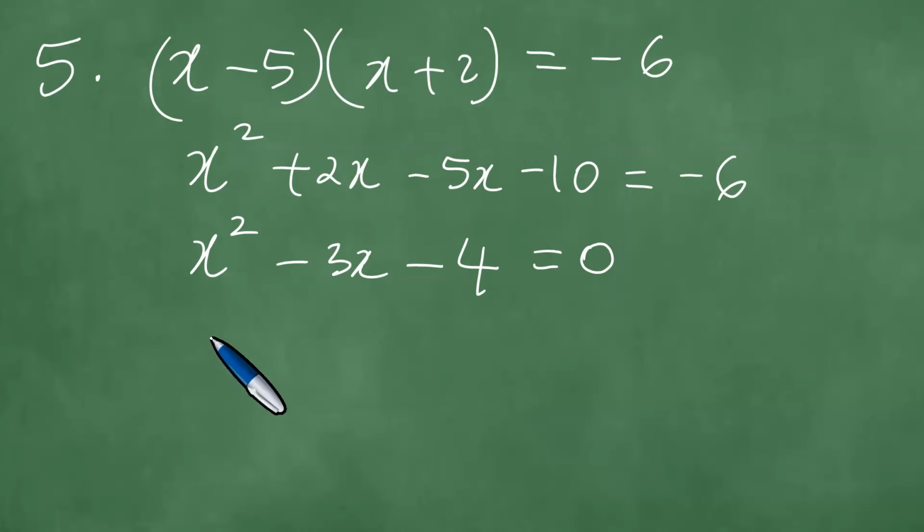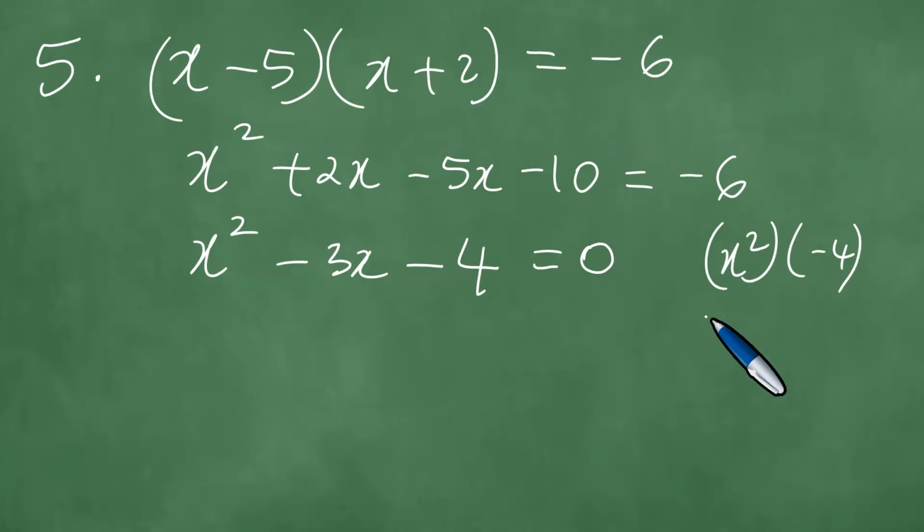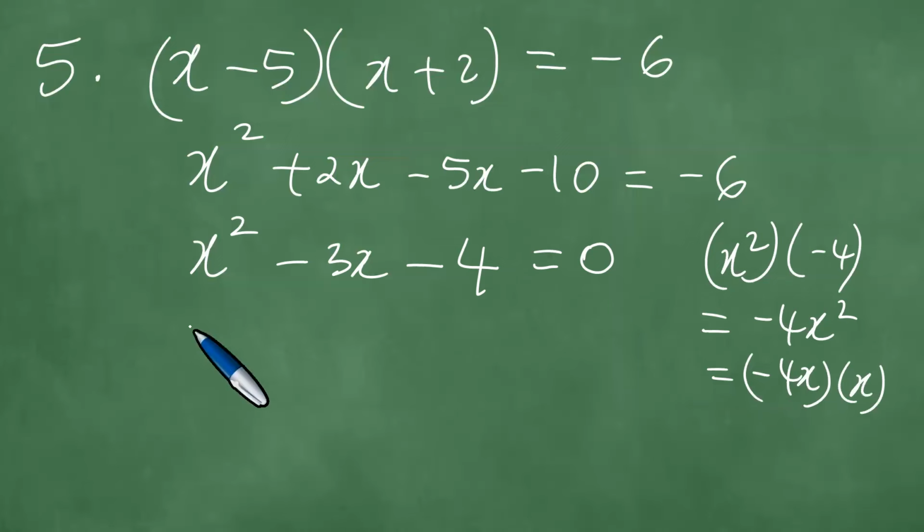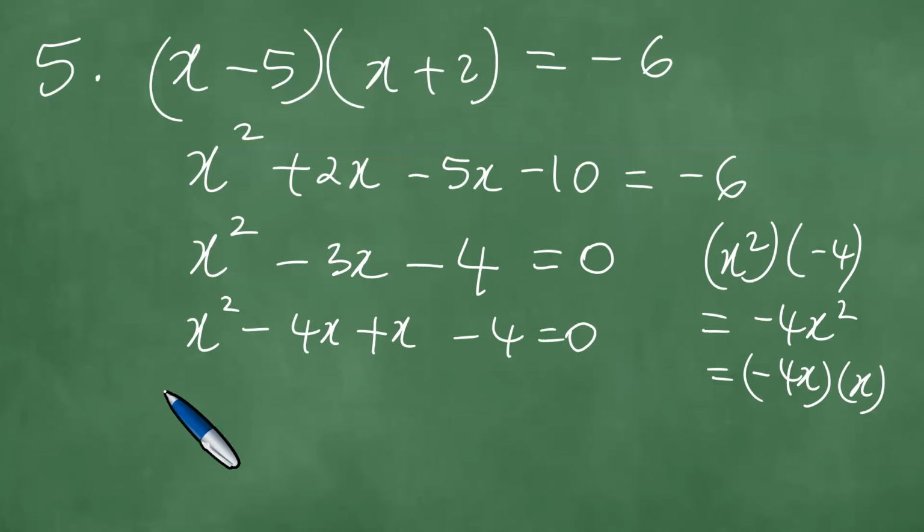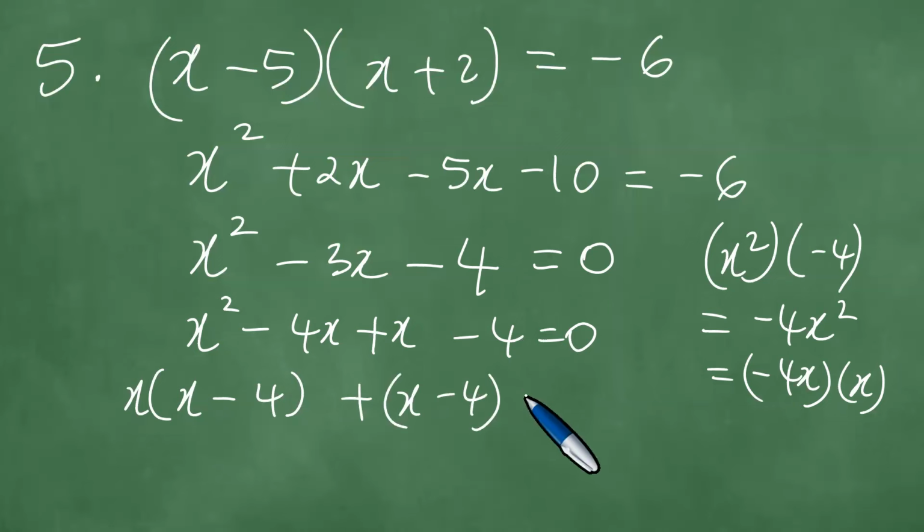So in the end, first you multiply x squared with minus 4, and what you're getting is minus 4x squared. And then you look for the factors of minus 4x squared that give minus 3x, and those are minus 4x and x. And therefore, this is x squared minus 4x plus x minus 4 equals 0. Right, so we look for the factors of the first two terms, so getting x minus 4 plus x minus 4 equals 0.